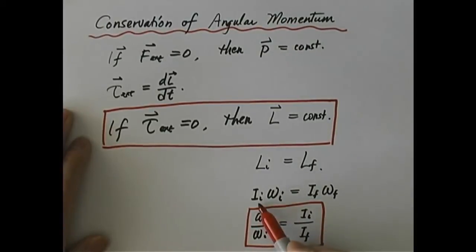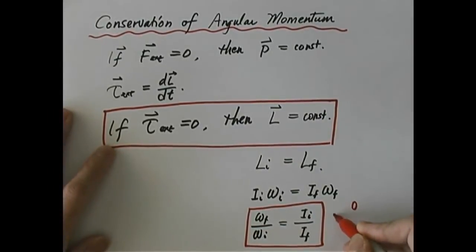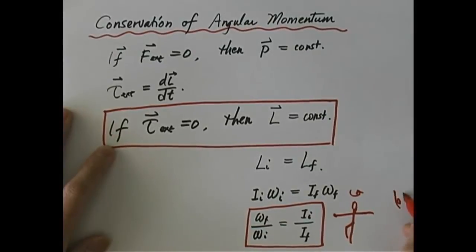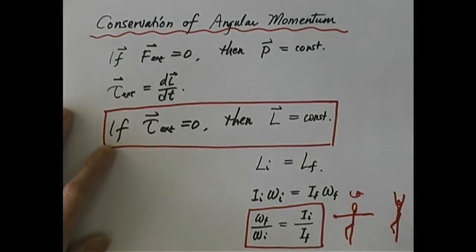Okay, so as I decreases, omega must increase because I times omega remains the same, right? So you go from initial omega to final omega. Final omega is greater than initial omega because the final rotational inertia is less than the initial rotational inertia. Okay, so by pulling yourself in, initially you're spinning like this, and then you pull your arms in, so you're now spinning like that. You go faster, okay?